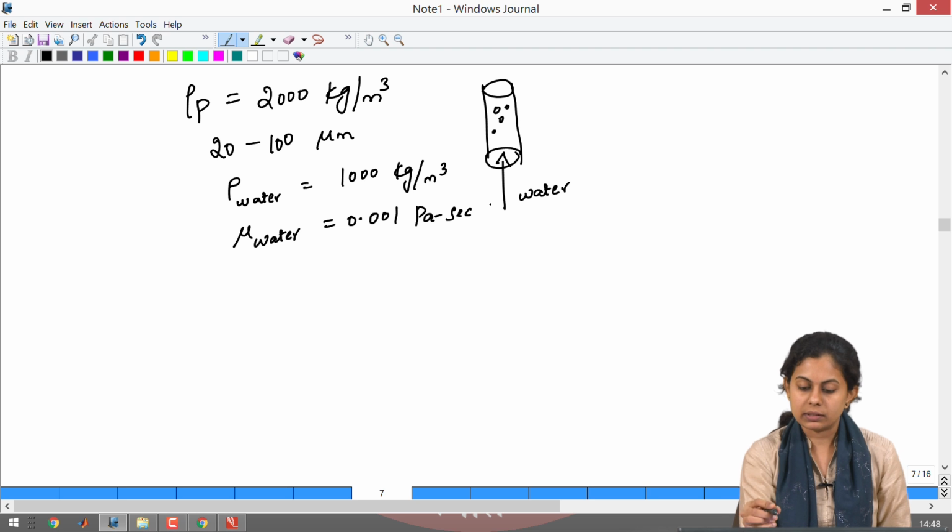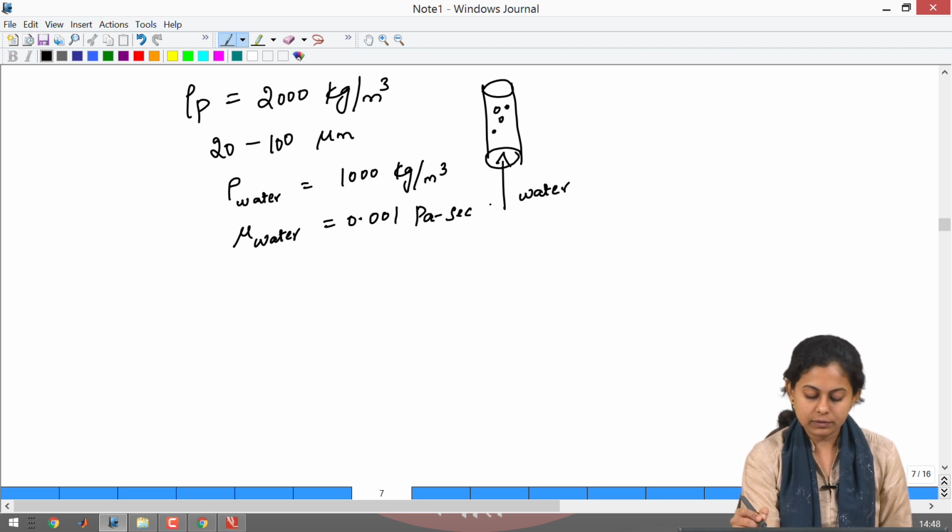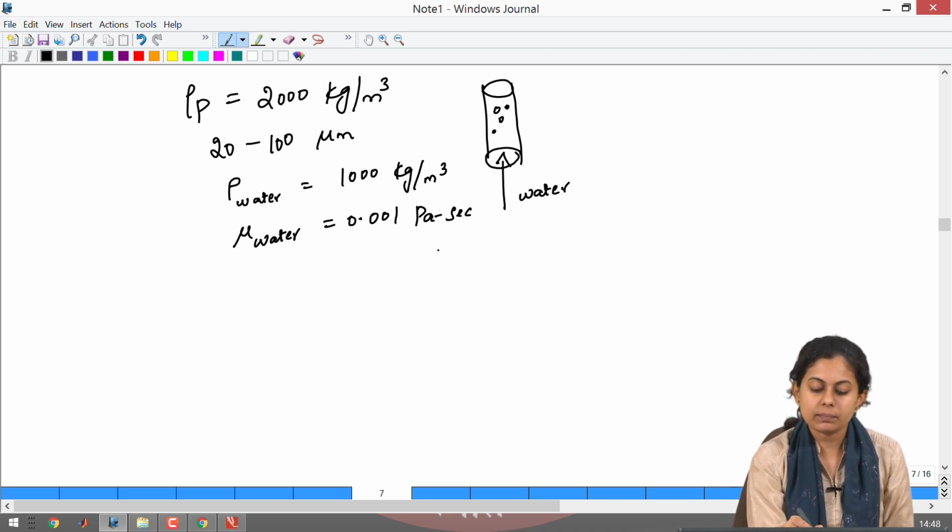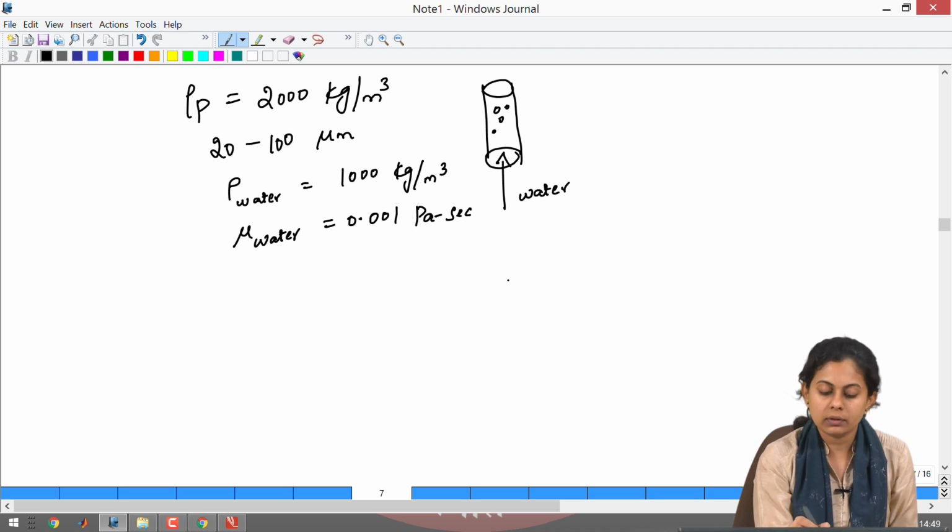Now, we are asked to find the maximum water velocity which is required to ensure that no particles of diameter greater than 50 micrometers are carried upwards with the water, which means that particles of size greater than 50 micrometers have to settle down.